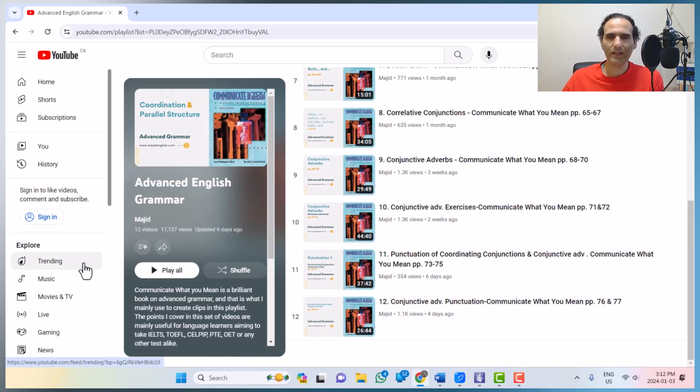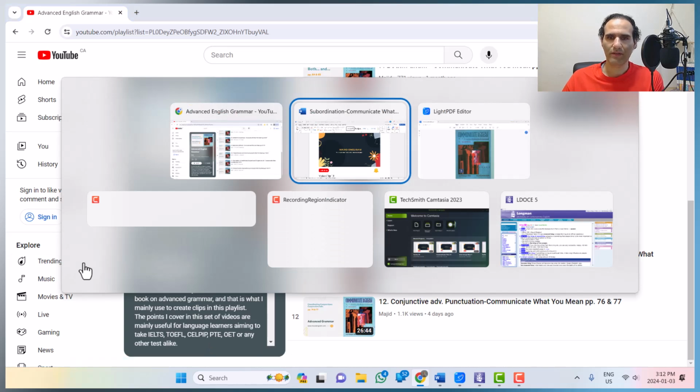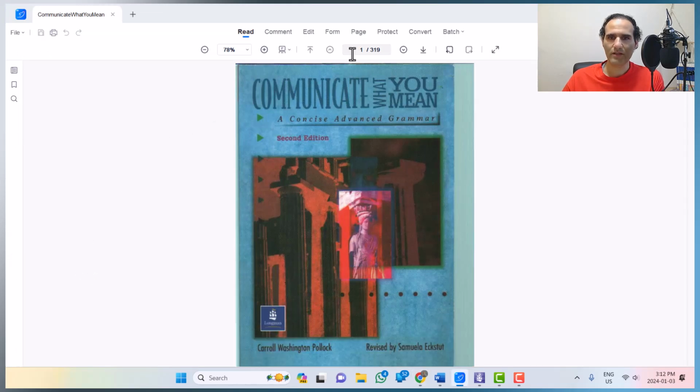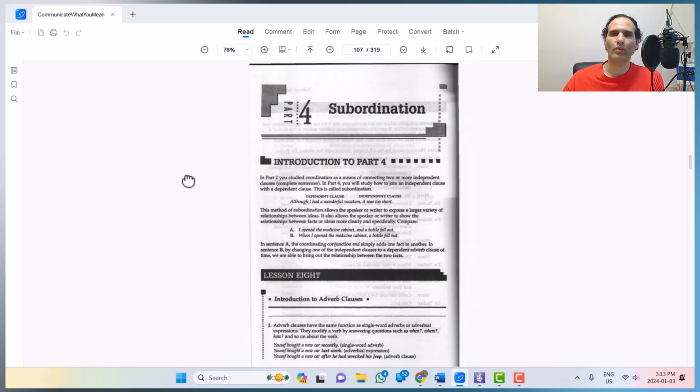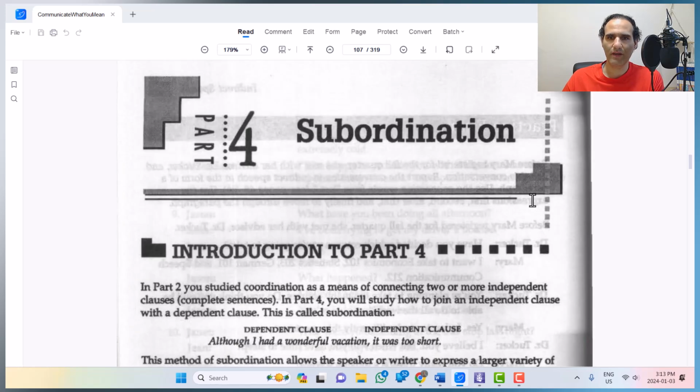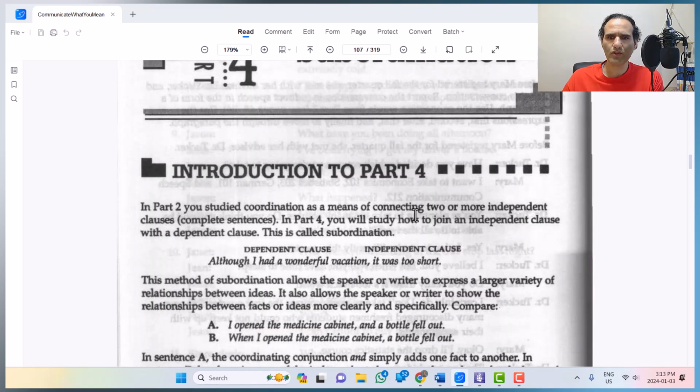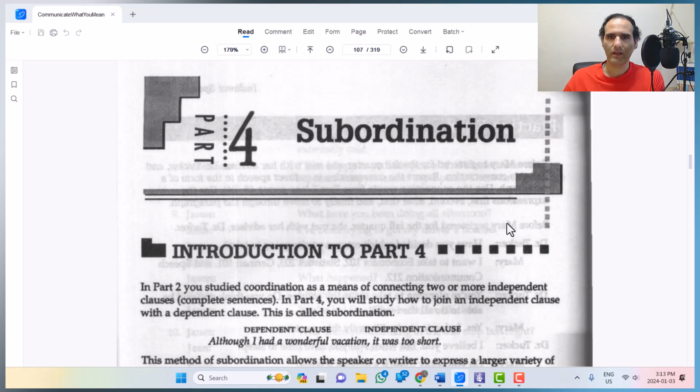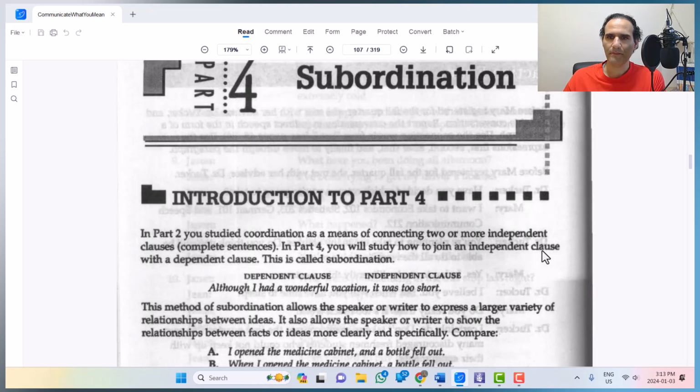And today here I am with you with the 13th video on subordination, which is the process of connecting one independent and one dependent clause together. There was a jump from page 77 of the book to page 100, and that part was not that useful for IELTS and TOEFL test takers, so I decided to skip over that.